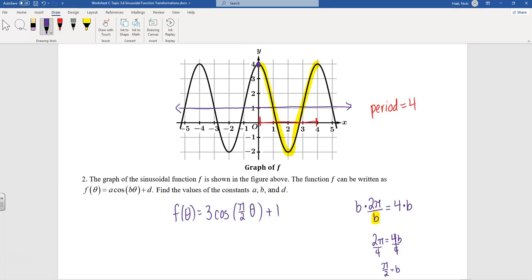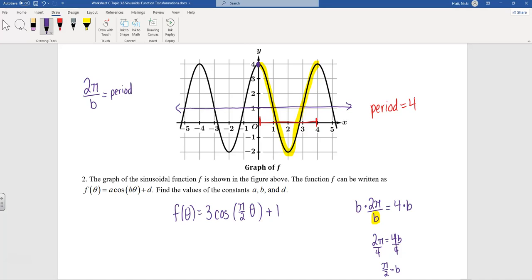Yes? Could you just plug in the period for me and then simplify? What do you mean by that? Just start with 2 pi over 2. Yes, because our little formula here, 2 pi over B, that's how we find our period, equals whatever the period is, right? So I'm going to say equals the period, right?